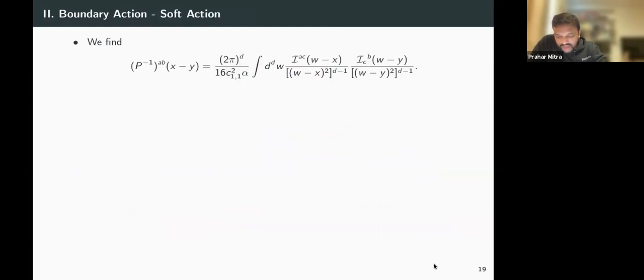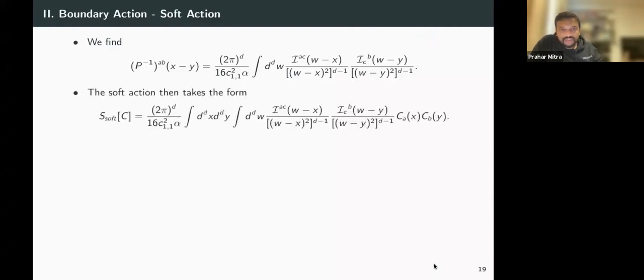I don't think I told you what this I is. IAB is the conformally covariant tensor, delta AB minus 2 XA XB over X squared. So it's just that. So this is the tensor structure that you get for P inverse. So I can plug it into the action, now this is my claim. This is the full action.